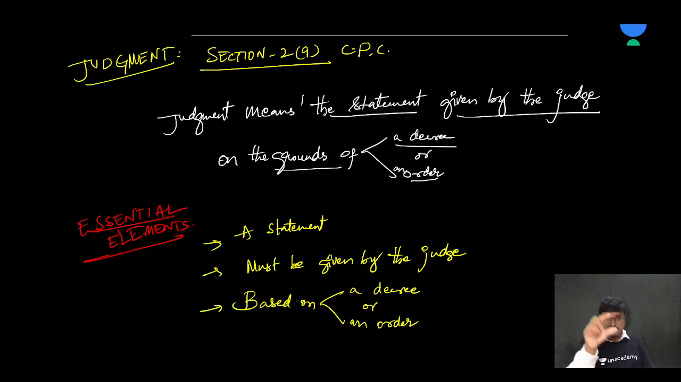Thus, the version of the plaintiff, the version of the defendant, the issues framed by the court, then the list of witnesses from both the sides, then the list of documents filed by both the sides. Thereafter, the reasons for determination of the issues: why a decree has been passed in favor of a plaintiff, why the suit has been dismissed against the plaintiff. Here are the grounds for the judgment.